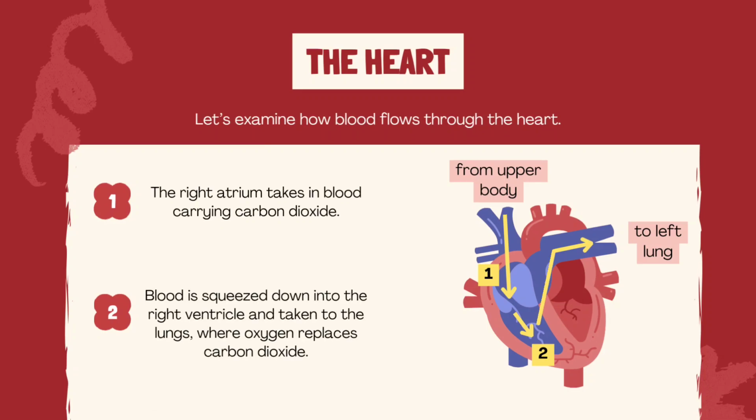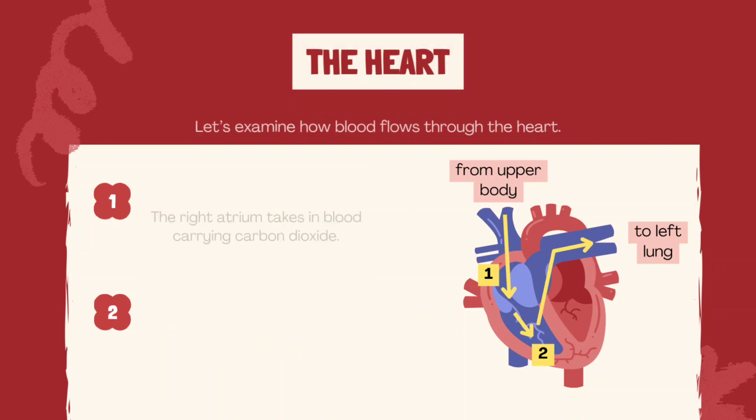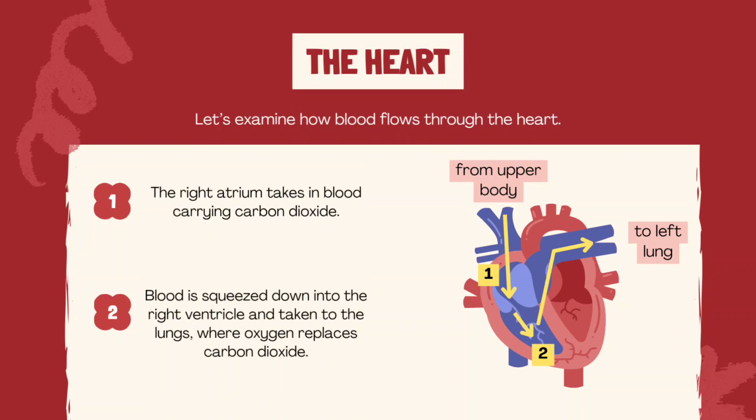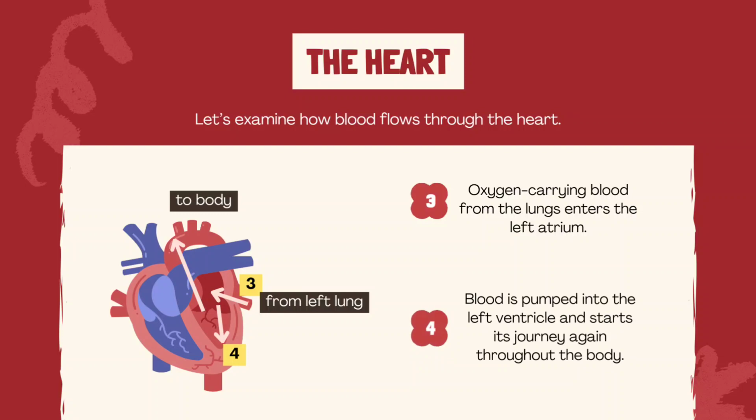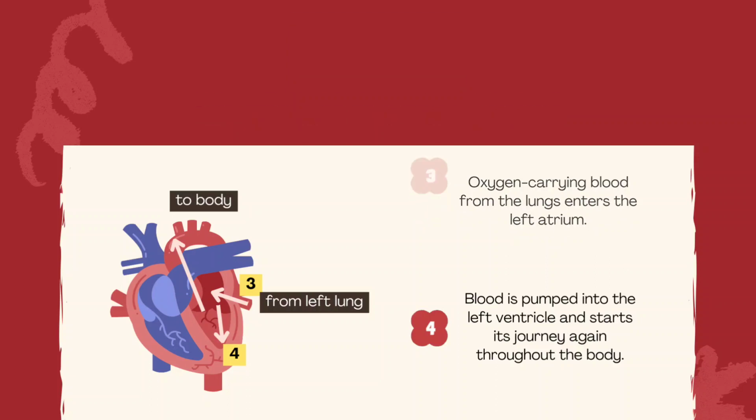Let's examine how blood flows through the heart. Number 1. The right atrium takes in blood carrying carbon dioxide. Number 2. Blood is squeezed down into the right ventricle and taken to the lungs, where oxygen replaces carbon dioxide. Number 3. Oxygen-carrying blood from the lungs enters the left atrium, and after that blood is pumped into the left ventricle and starts its journey again throughout the body.